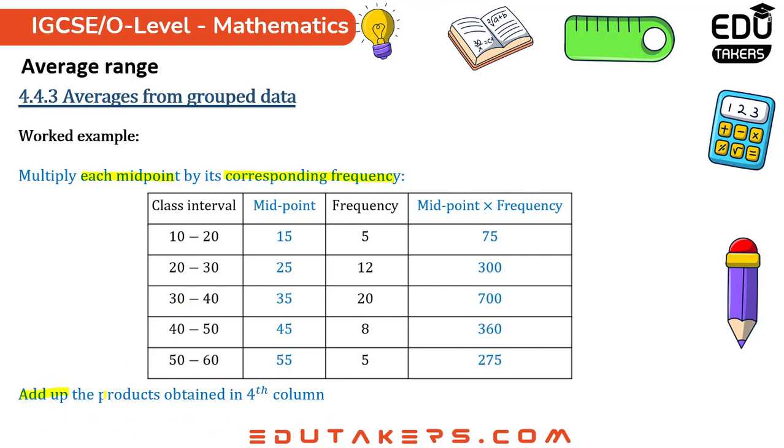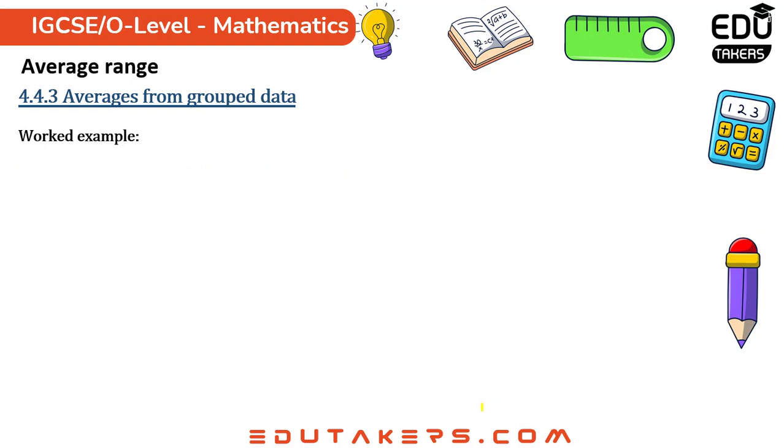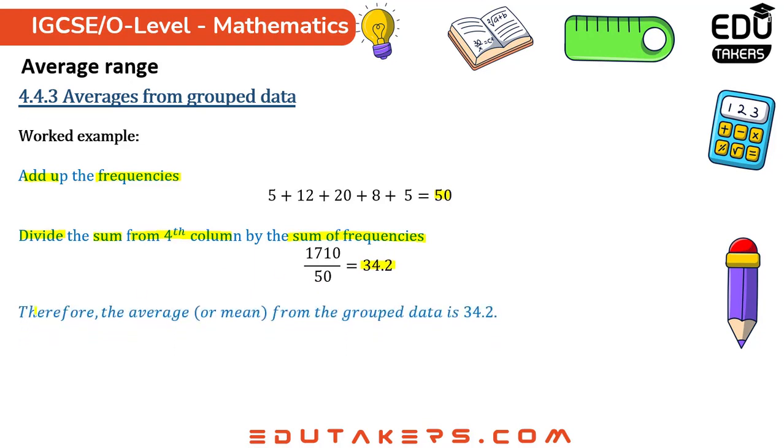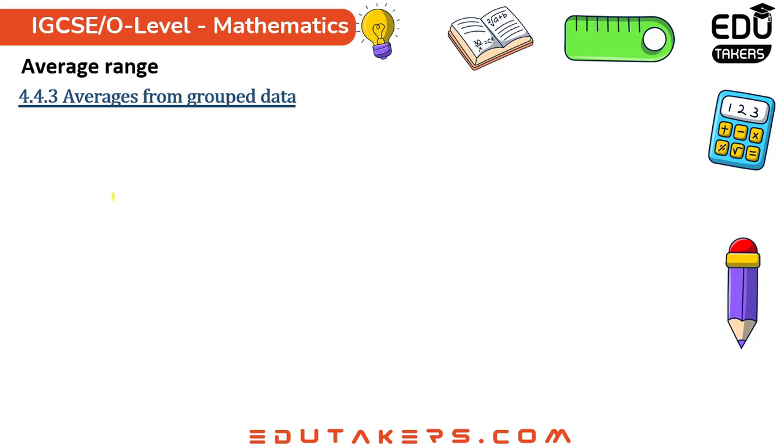Now add up the products obtained in the fourth column. The sum is 1710. Add up the frequencies, which equals 50. Now divide the sum from the fourth column by the sum of frequencies. 1710 over 50 equals 34.2. Therefore, the average from the grouped data is 34.2.